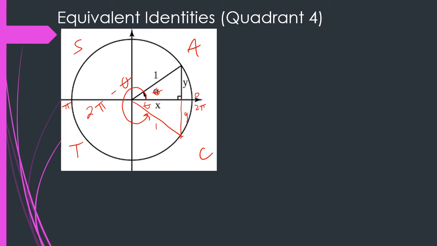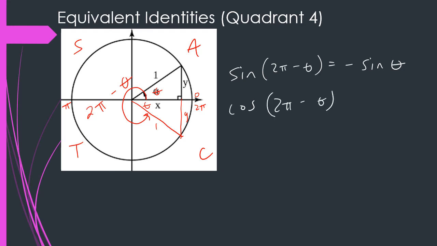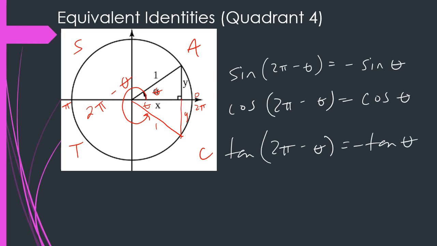And by now you might be getting the drill, and if not, that's okay. You just have to know how to use these. Sine of 2 pi minus theta, only cos is positive, right? So this would be negative sine theta. Cos of that standard angle would be positive cos theta. And then tan of 2 pi minus theta would be equal to negative tan of theta, which is the related acute angle.